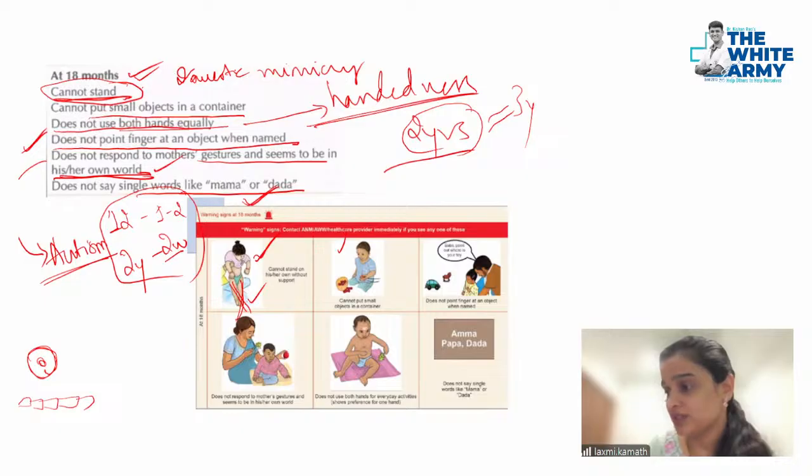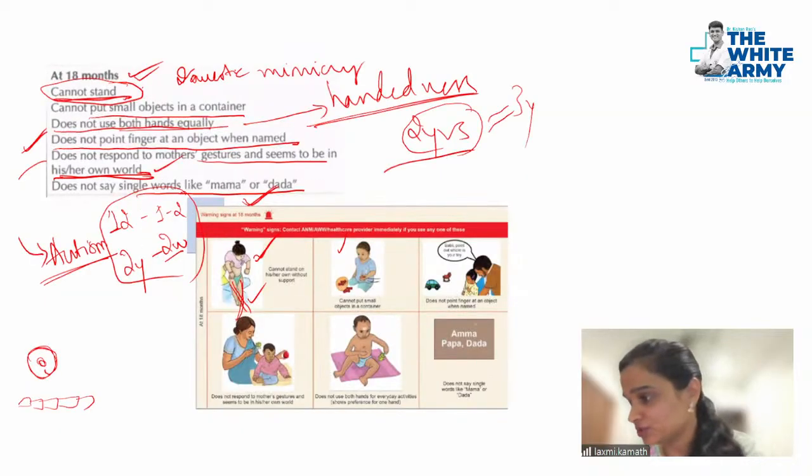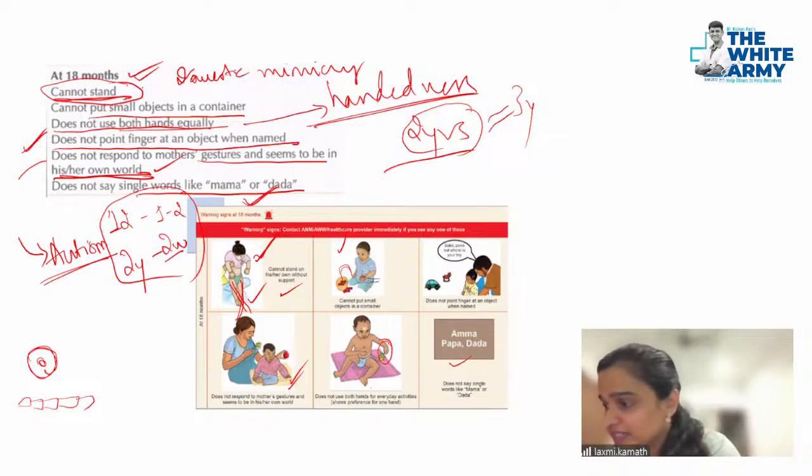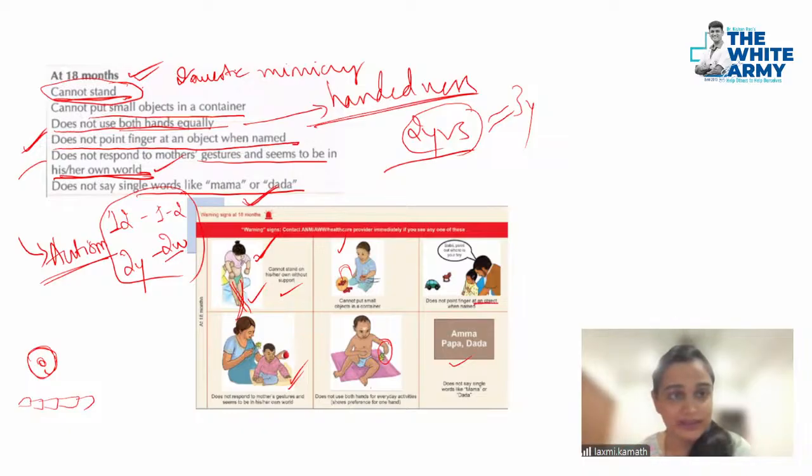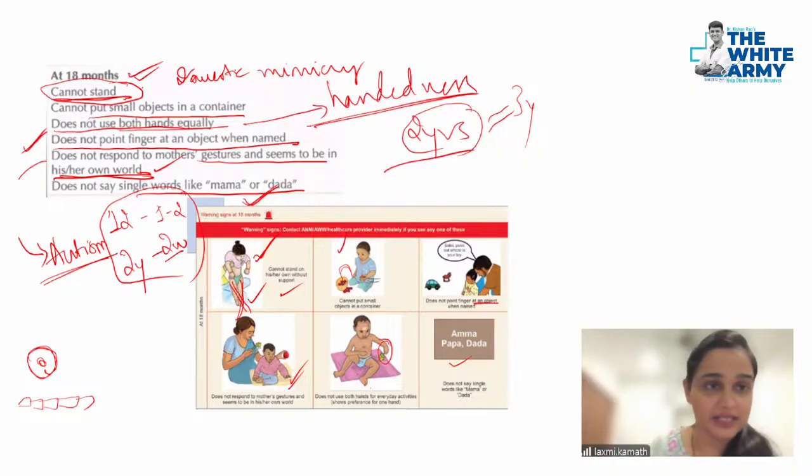Okay, so this is what is shown again. The child doesn't know any word, does not use both hands equally, using one hand predominantly, does not respond to mother's play, is not able to stand, does not have coordination to put small objects into a container, and doesn't point a finger to an object when named. All of this is actually present in our MCP card, which is barely used by parents properly. So next time you go to your clinical posting, make sure you glance through all the pages of that card. A lot of knowledge is hidden in that book.